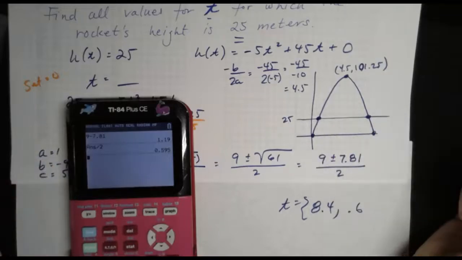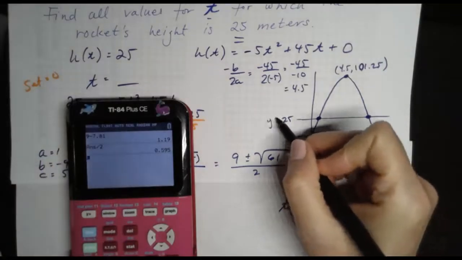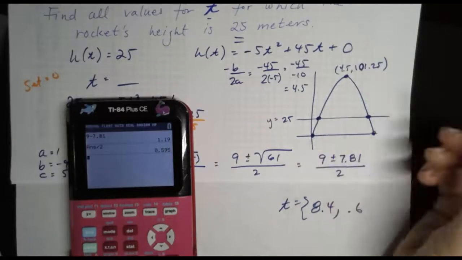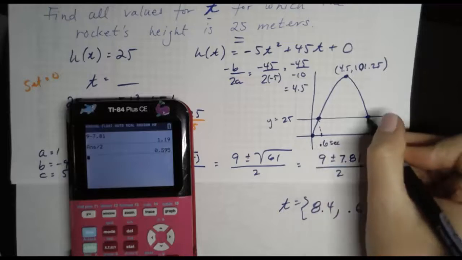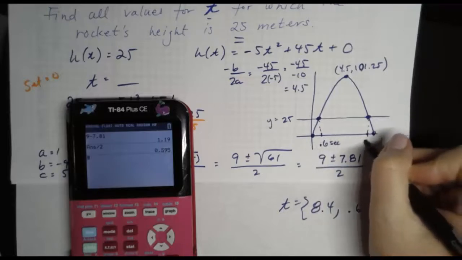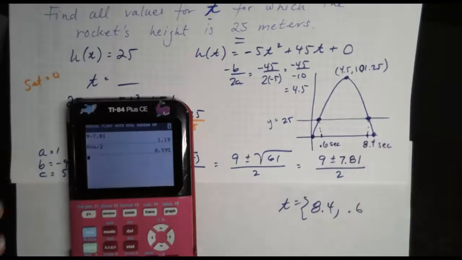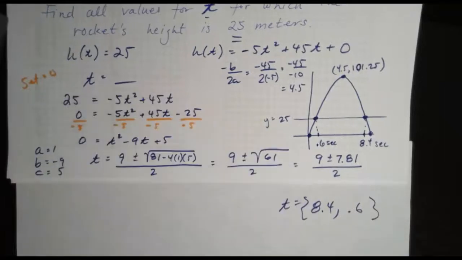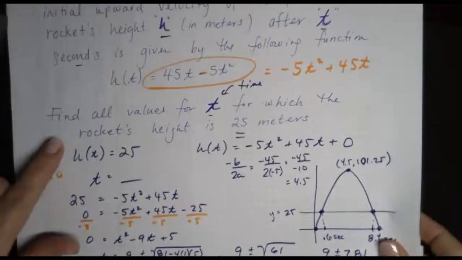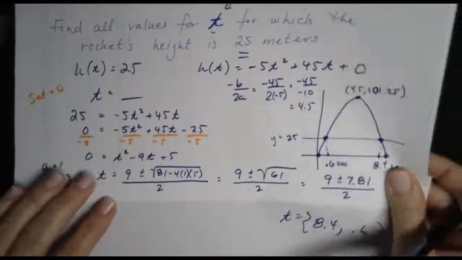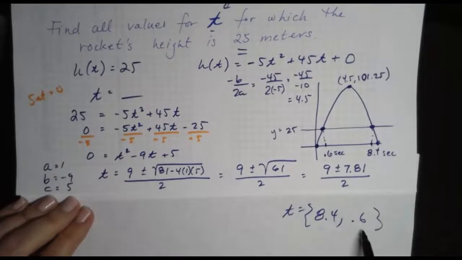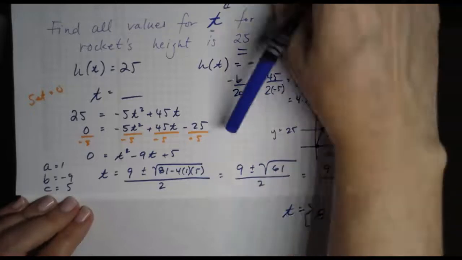So if we're looking for these 2 points, knowing that we have a y value of 25, because that's the height of the rocket, when does it occur? It occurs at 0.6 seconds, and then again at 8.4 seconds. So those are the 2 answers for this particular problem. Remember, we are finding all values for t for which the rocket's height is 25 meters. So after 0.6 seconds, the rocket's height was 25 feet, and after 8.4 seconds, the rocket's height was at 25 feet.